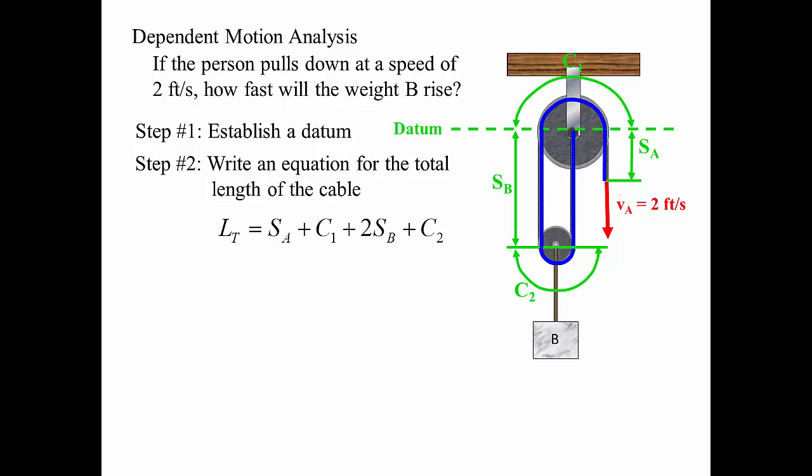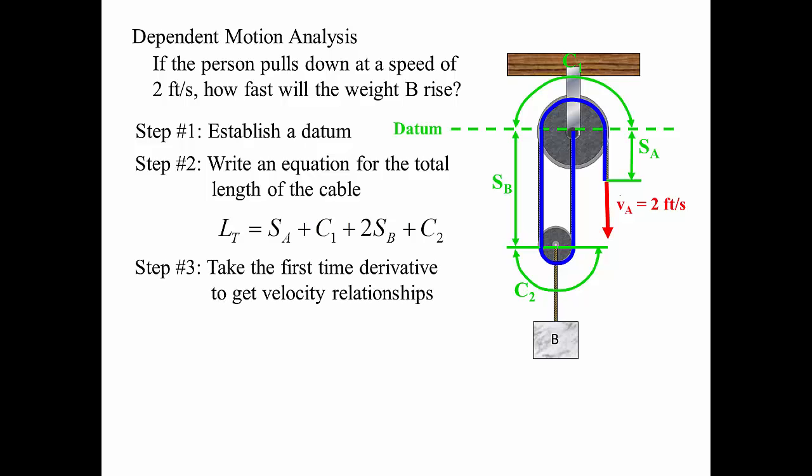Now, to relate this to velocities, we need to take the first time derivative in order to get our velocity relationships. Notice that the total length, C1 and C2 are constants. In this process, those lengths never change. So if I take the derivative of those with respect to time, we should get 0. After taking the first time derivative, to get the velocity relationships, we get an equation 0 is equal to VA plus 0 plus 2VB plus 0.